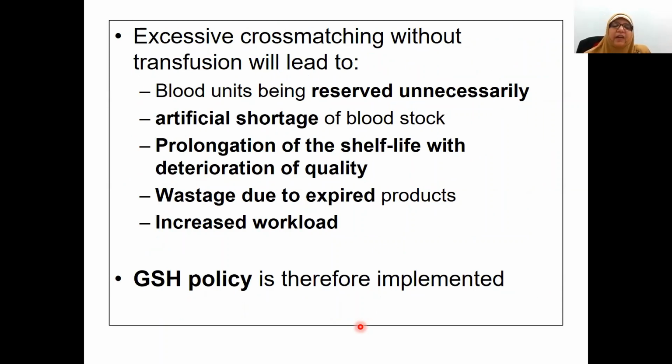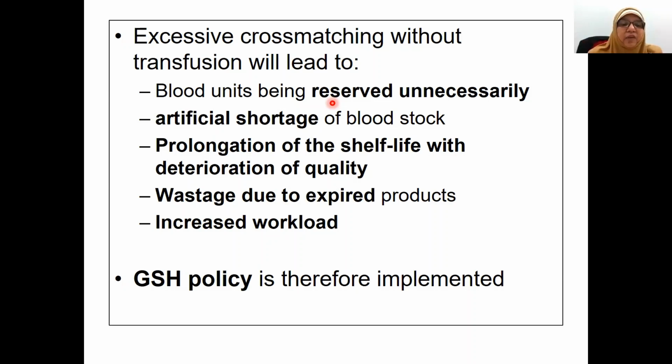The impact of that on blood bank is basically when you send for cross-match, we will reserve for 48 hours and then you don't use, right? So that will cause the artificial shortage of blood. It causes prolongation of the blood, because you cross-match and then you return to the general pool, you cross-match, you return to the general pool. It can lead to expiry of the blood product, and of course it leads to increased workload.